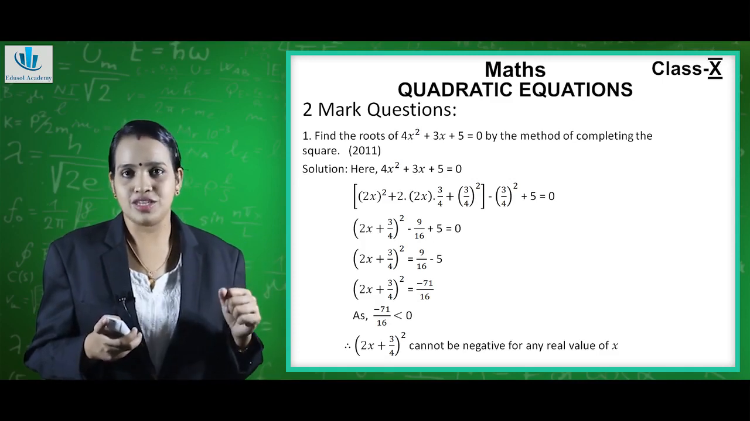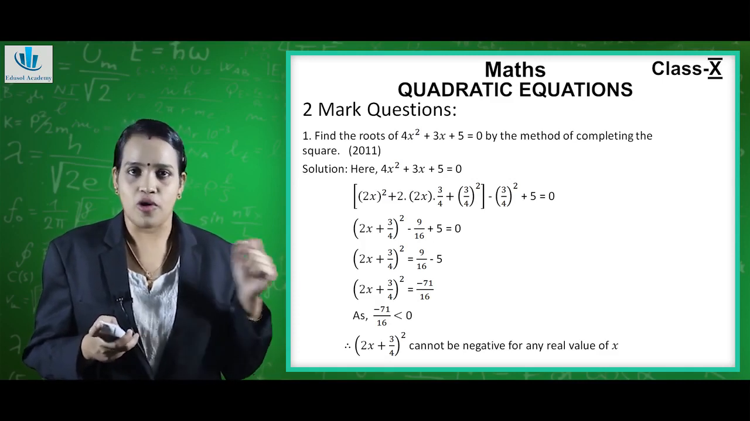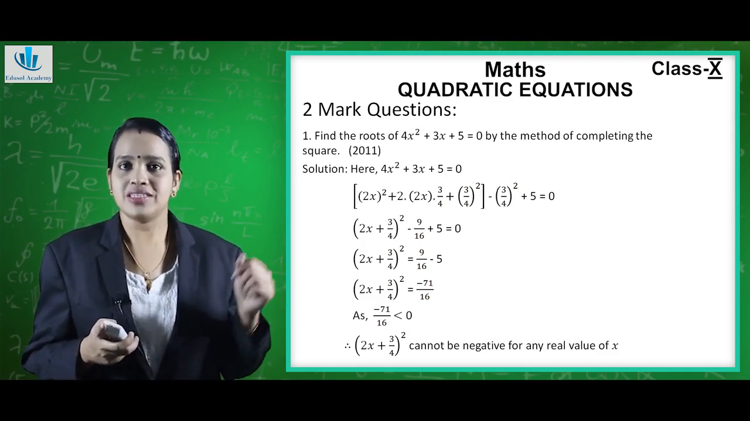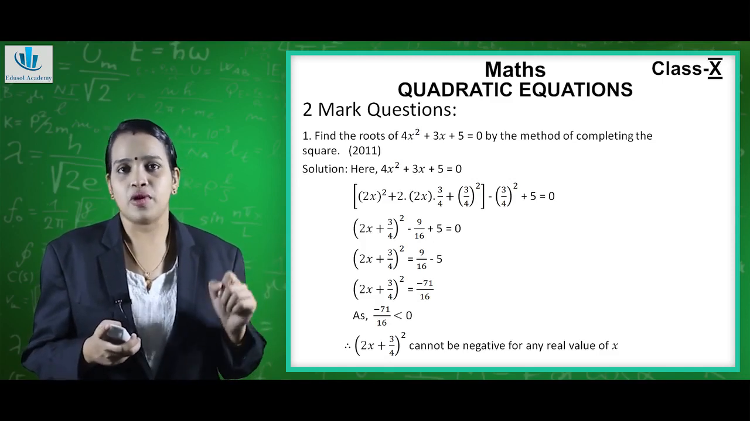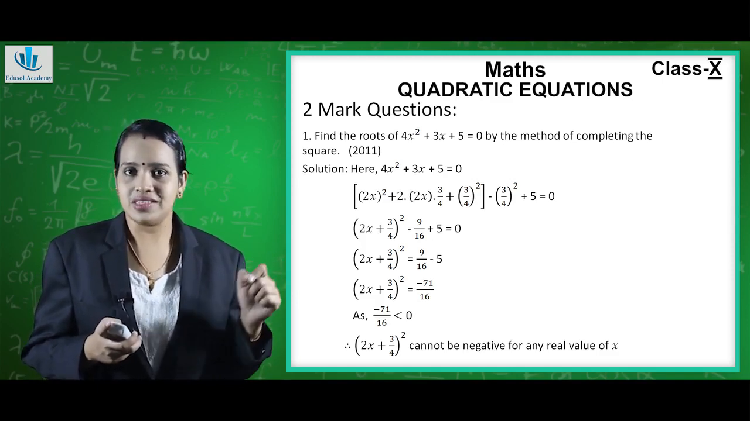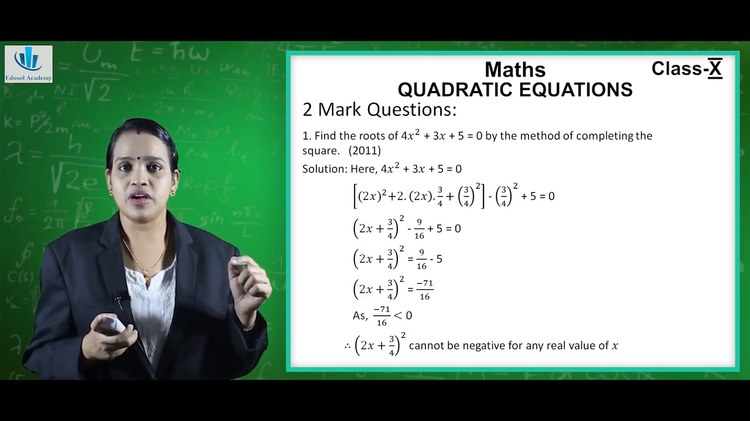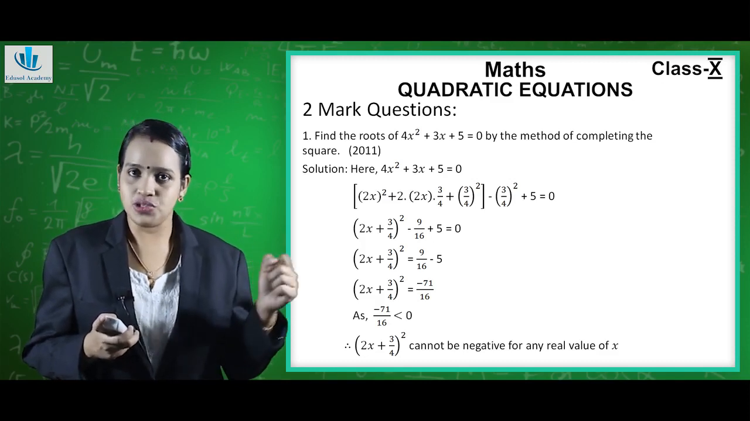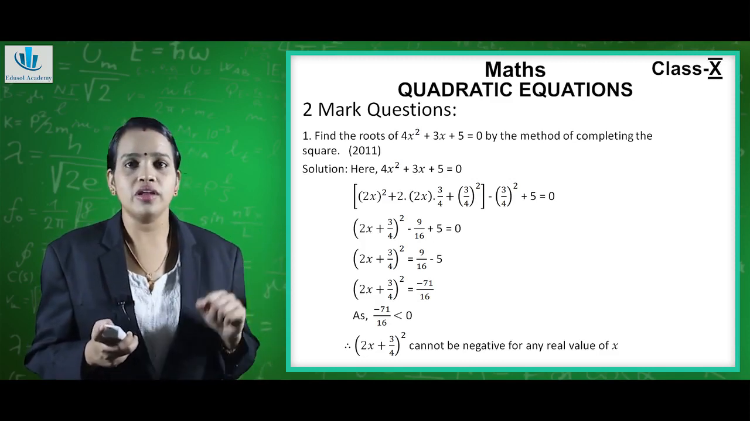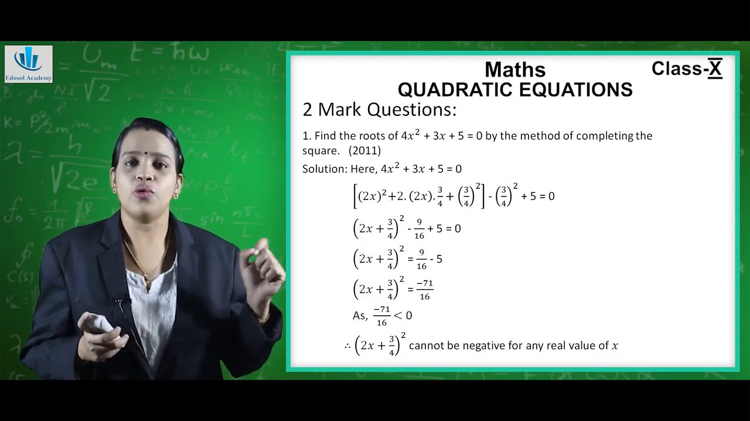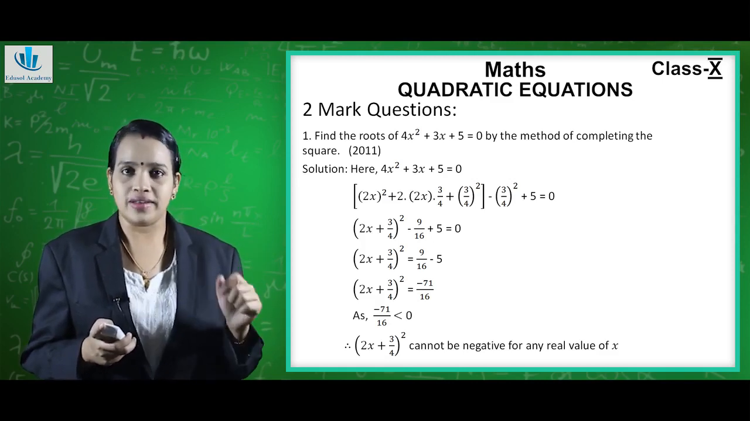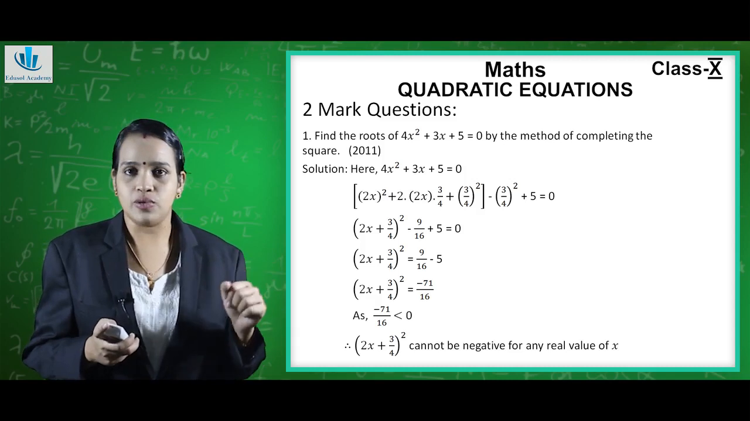So, it becomes 2x raised to 2 plus, that is, our a plus b the whole square formula we can apply here. So, it becomes 2x raised to 2 plus 2 into 2x into 3 upon 4 plus 3 upon 4 whole raised to 2 minus 3 upon 4 whole raised to 2 plus 5, which is equal to 0. So, again here it becomes a formula of a raised to 2 minus b raised to 2. The square bracket is nothing but a plus b the whole square. So, it means 2x plus 3 upon 4 whole raised to 2 minus 3 raised to 2 upon 4 raised to 2, it gives minus 9 upon 16 plus 5, which is equal to 0.